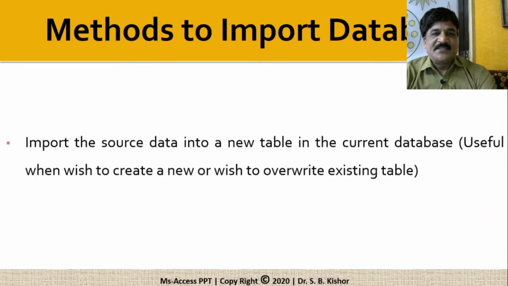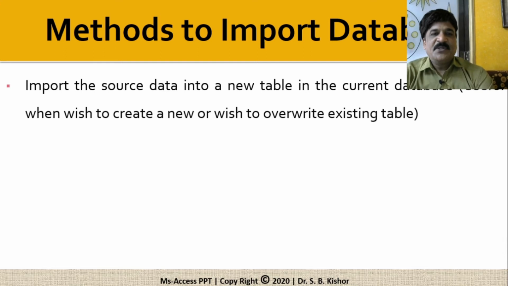Now, what are the methods? The first one is to import the source data into a new table in the current database. It might be possible that you have already created some data in Excel or somewhere else, so you can import that data into your current MS Access database. When you wish to create a new file or override the existing table, you can use this method.